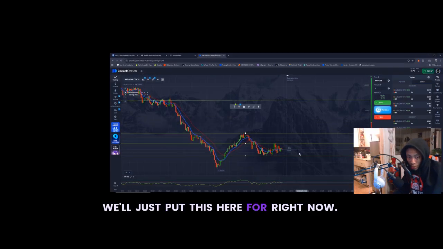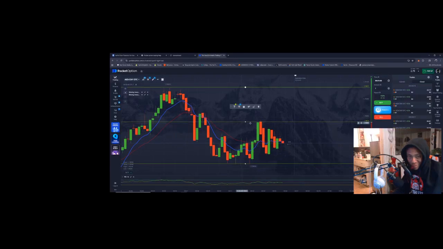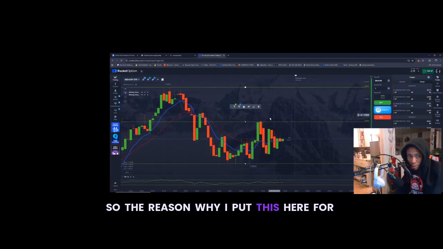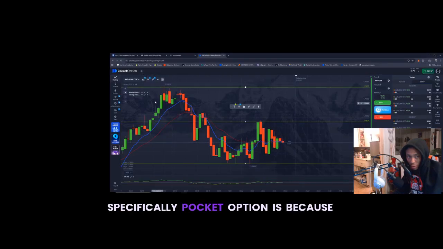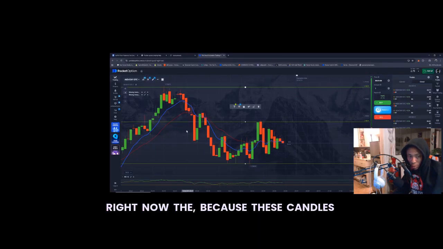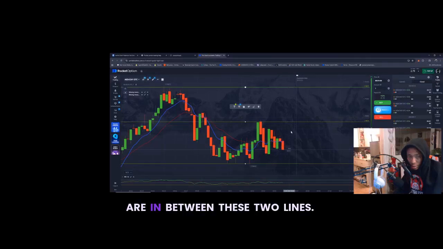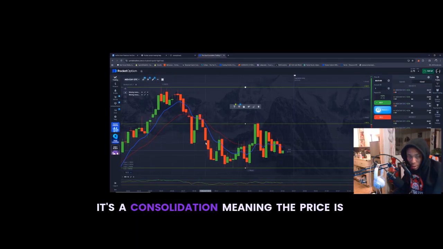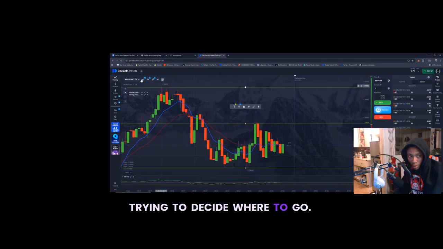We'll just put this here for right now. The reason why I put this here, specifically for Pocket Option, is because right now, these candles are in between these two lines, it's a consolidation, meaning the price is trying to decide where to go.